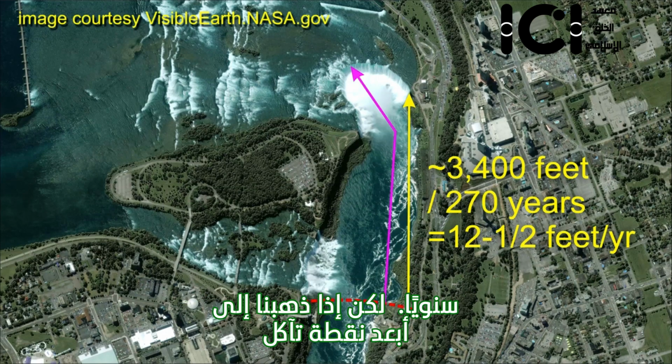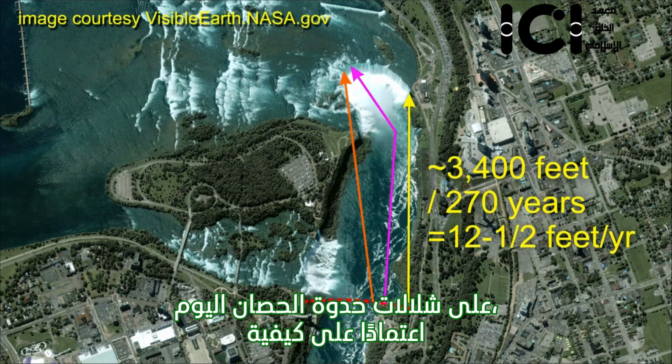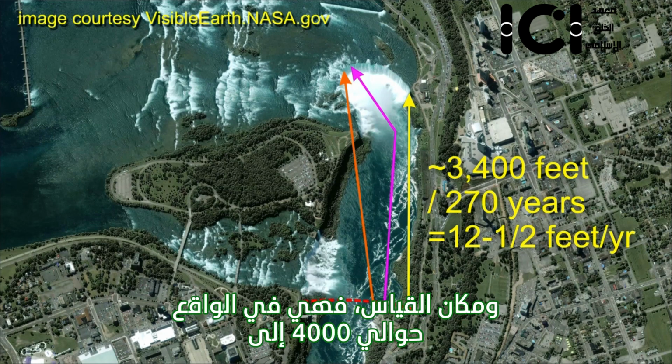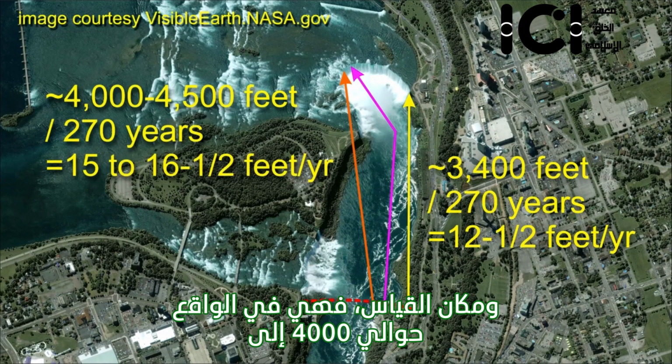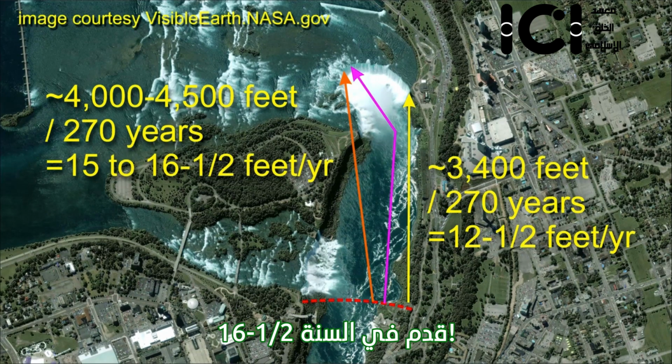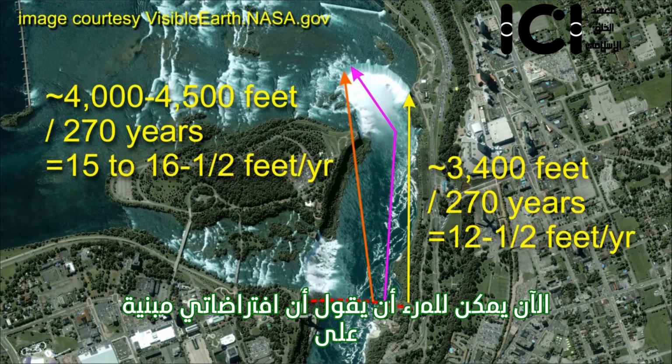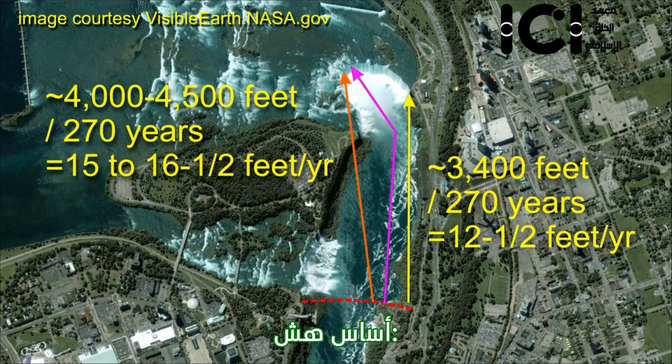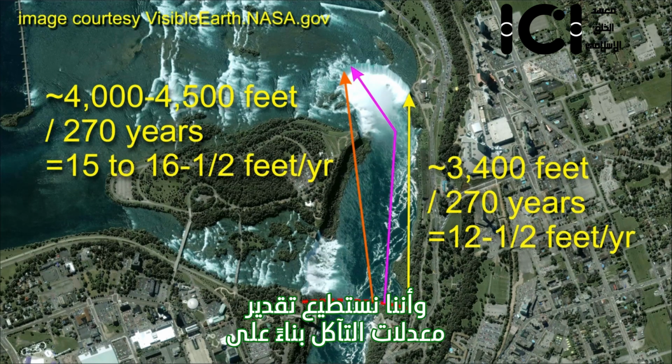But if we go by the furthest point of erosion on the Horseshoe Falls today, depending on how and where you measure, it's actually about 4,000 to 4,500 feet. That calculates out to as much as 15 to 16.5 feet per year. Now, one might say my assumptions are on shaky ground. My assumption that Hennepin's drawing is accurate and that we can estimate erosion rates based on that drawing.